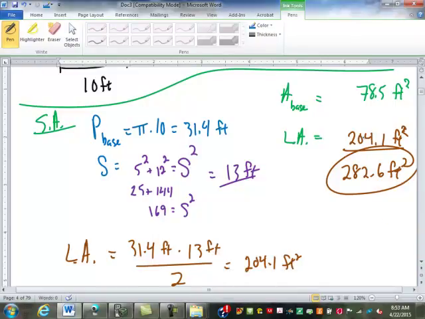I had to add the area of the base, which is the 78.5, to the 204.1 to get the total. Okay.